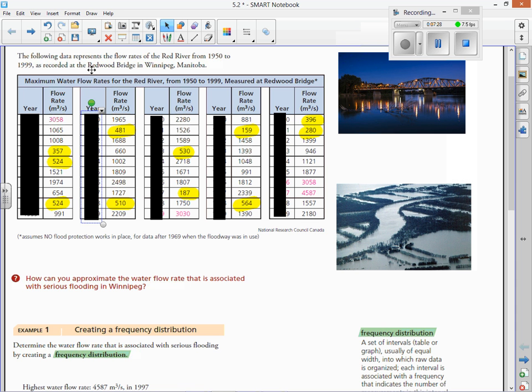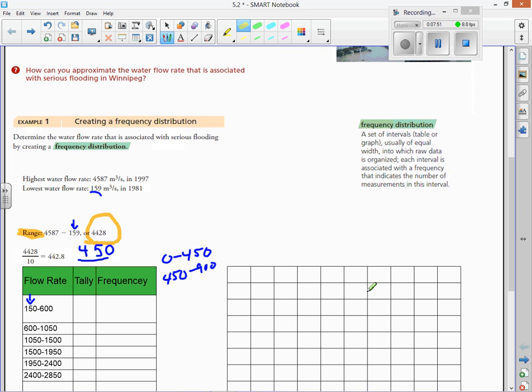All right, now final look down through. And if we're doing a tally, sometimes it's helpful to do this with a partner. We would have 1, 2, 3, 4, 5, 6, 7, 8, 9, 10, 11 numbers. So there were 11 occurrences, 11 times when there were flow rates between 150 and 600.